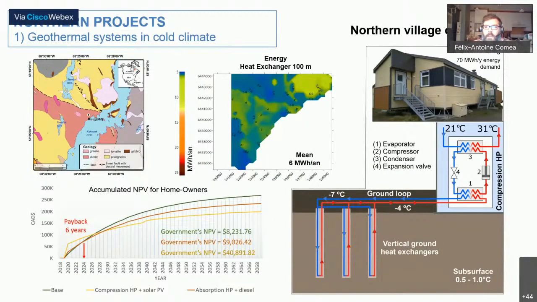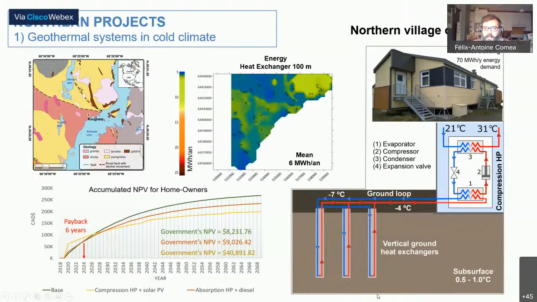One example that we did a couple of years ago is a typical northern village, Kuujjuaq. We characterized the shallow underground, especially the thermal conductivity of the soil and the bedrock, and estimated the amount of energy that can be extracted by a heat exchanger 100 meters deep. Then we modeled a reference building, so we can guesstimate how many drillings are necessary to fill the heating needs.